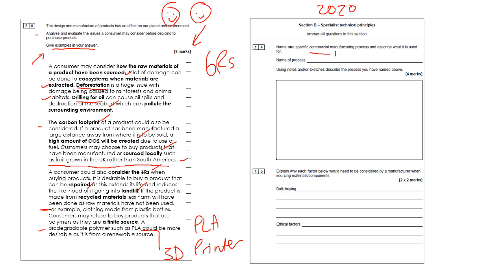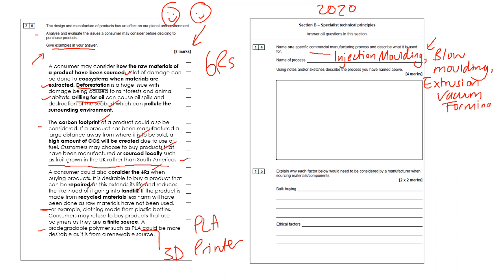So this is where you can talk about things like injection molding. You can talk about blow molding. So I would highly recommend that you know these diagrams. You could talk about extrusion. You could talk about vacuum forming, especially if you've done that in your NEA project. That would be a good one to talk about, but I would recommend going for one of these ones. And these processes, especially the first 3, injection molding, blow molding, and extrusion, all have the same sort of beginning bit to their diagram. So you're going to start with, it says using notes or sketches, describe the process you've named above. They all start with a hopper.